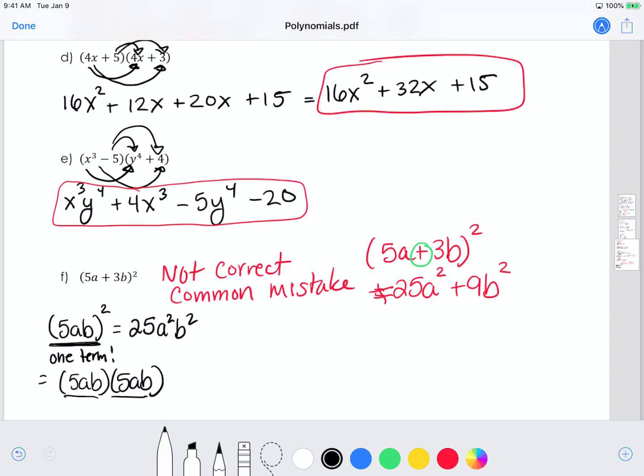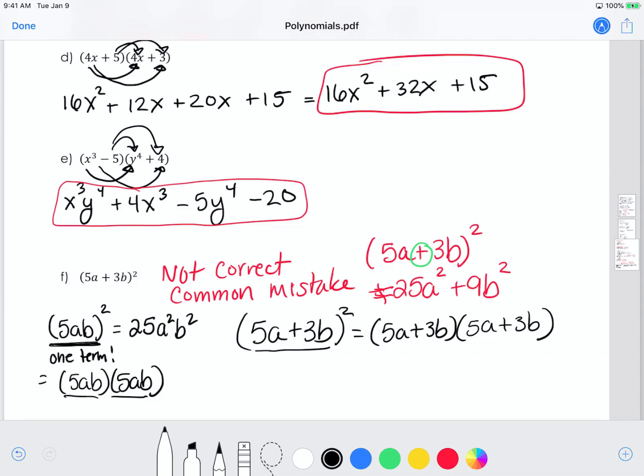So when we take 5a plus 3b and square it, whatever's inside here, we have to multiply it twice. So that's the same thing as saying 5a plus 3b times 5a plus 3b. So by doing it this way, the incorrect way, what's going to happen is you're going to miss that middle term when you FOIL. So doing it the correct way, I'll label this as correct.